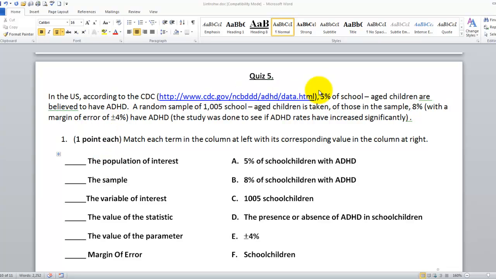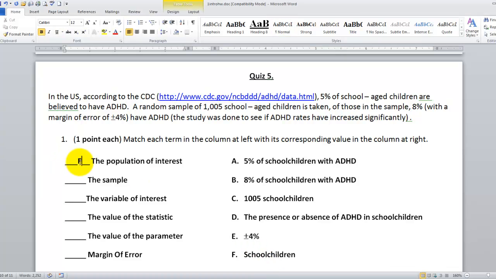Population of interest, well, if you go through there, school-aged children, they're talking about school children. So your population of interest is definitely F for school children. The sample, well, here it is right here, a random sample of 1,005. So your 1,005 school children is definitely that sample.